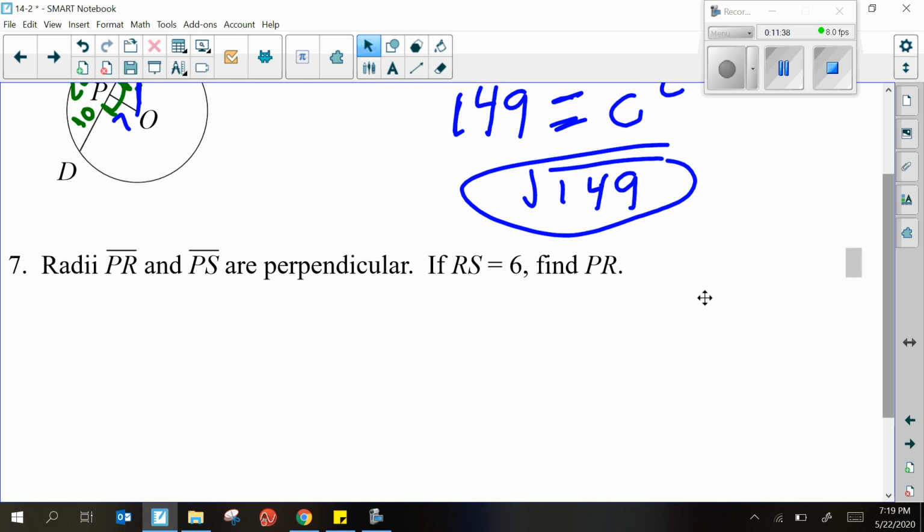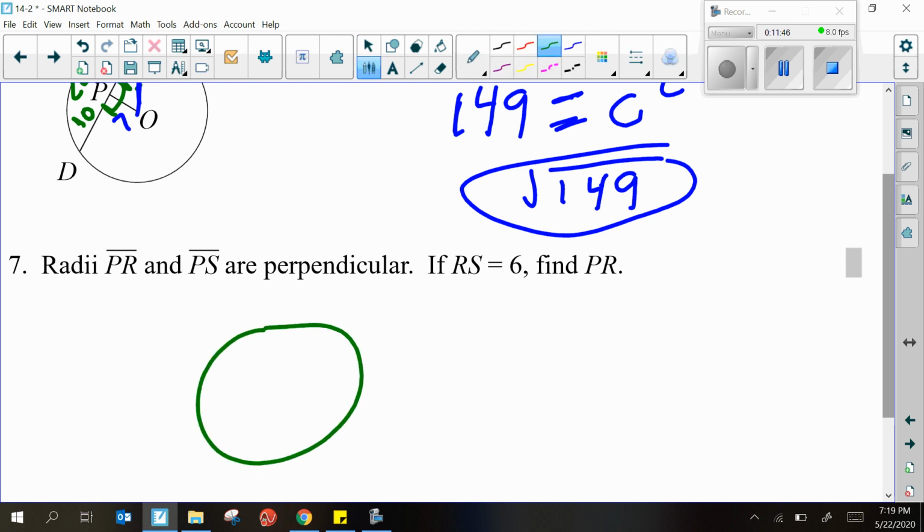Next, I've got radii PR and PS are perpendicular. If RS is 6, find PR. All right, so I've got a circle. They're telling me I have 2 radii. Notice the radii share the letter P, the point P. That means P must be the center. So they are perpendicular. So here's PR. Here is PS, and they're perpendicular. If RS is 6, can I find PR? Let's call PR X. What do you know about PS? Remember, it's a radius, so it's also X.